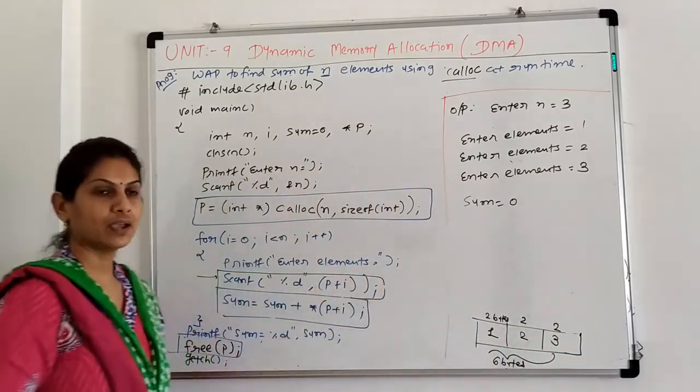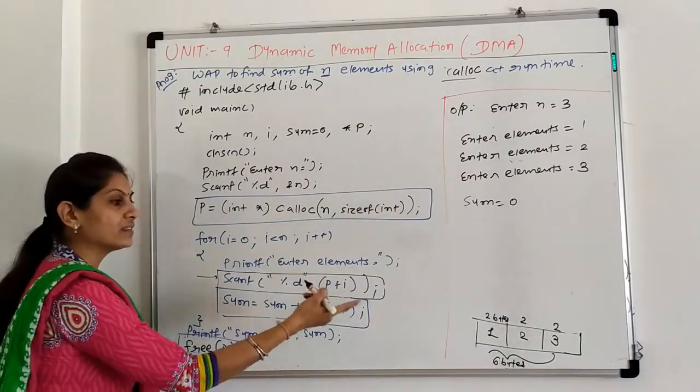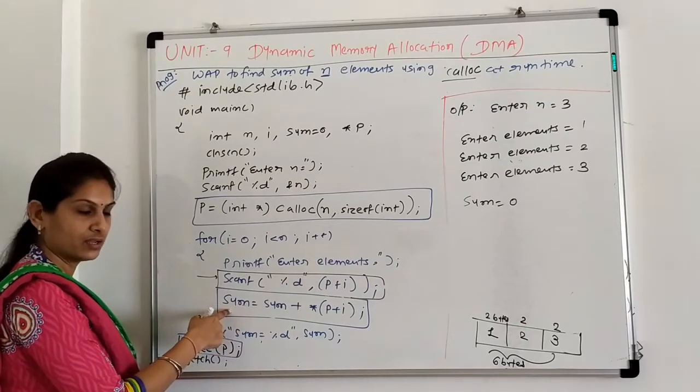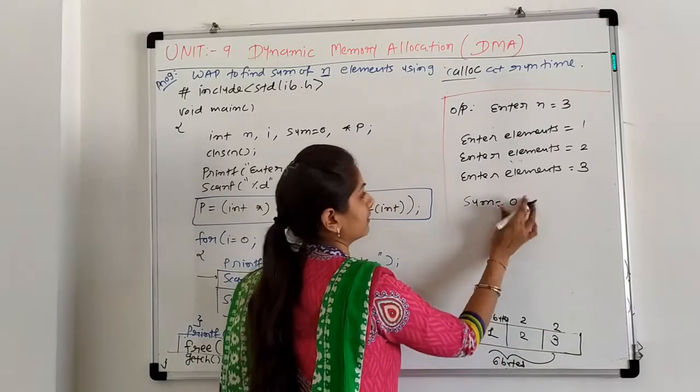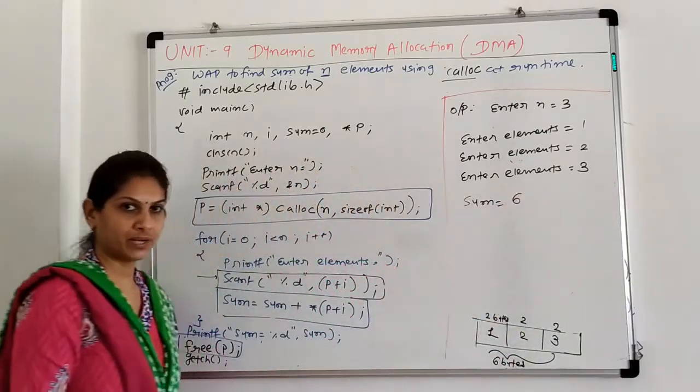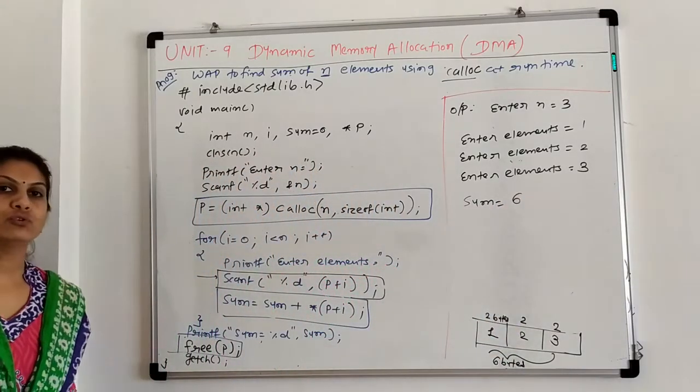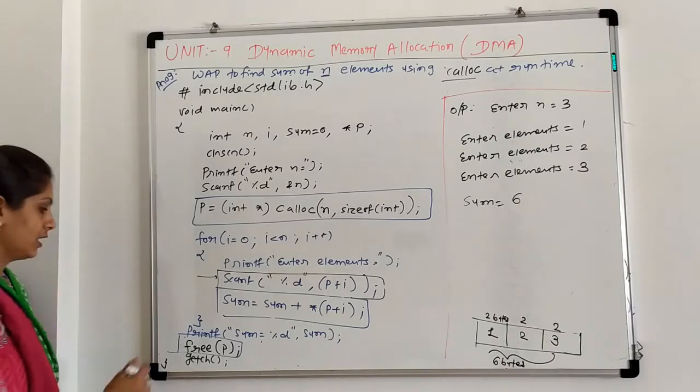That value we inputted. So the sum of those 3 elements will be calculated here, and the final answer is sum equals 1 plus 2 plus 3, that is 6, which will be printed. This is the same program using the calloc function.